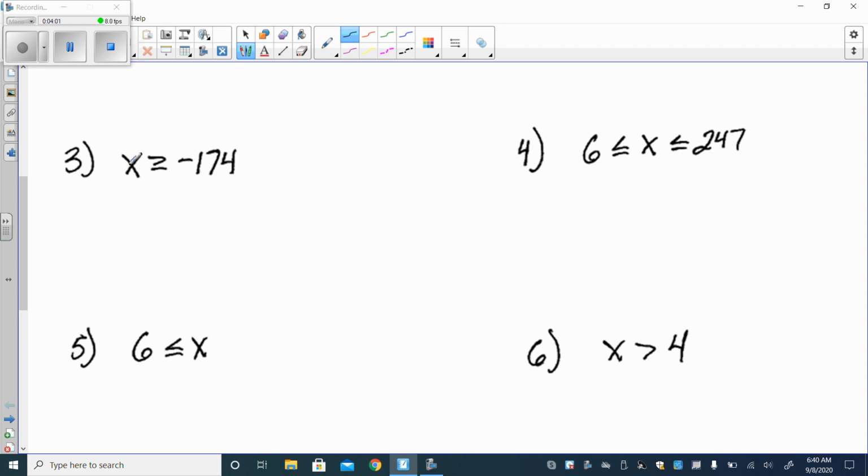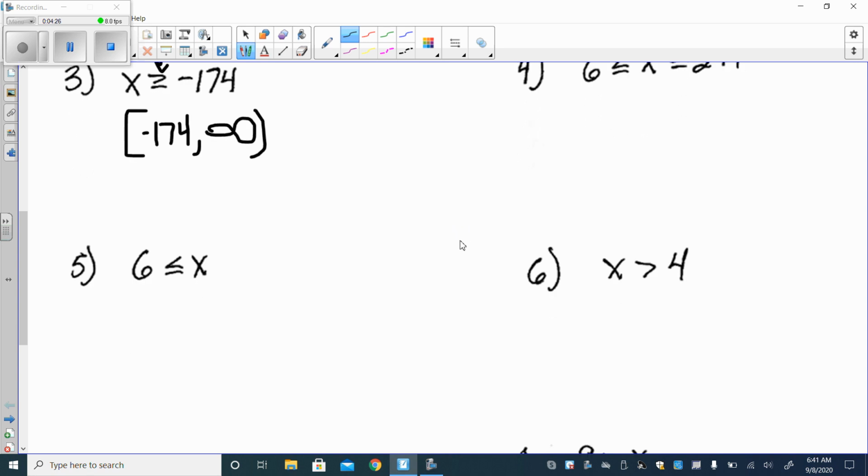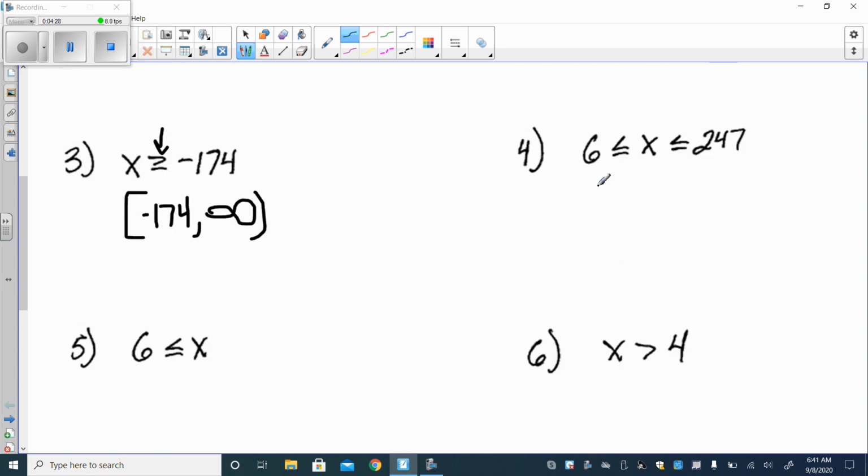Now number 3 will have a similar case. X is greater than or equal to negative 174. So the smallest number here is negative 174, and it's included this time because of our equal sign. This here says greater than or equal to. And the biggest number we can have would be infinity. And that's it. We would do the same thing with the rest of these here. So 4 would be bracket 6, comma, 247, bracket. And that's it.